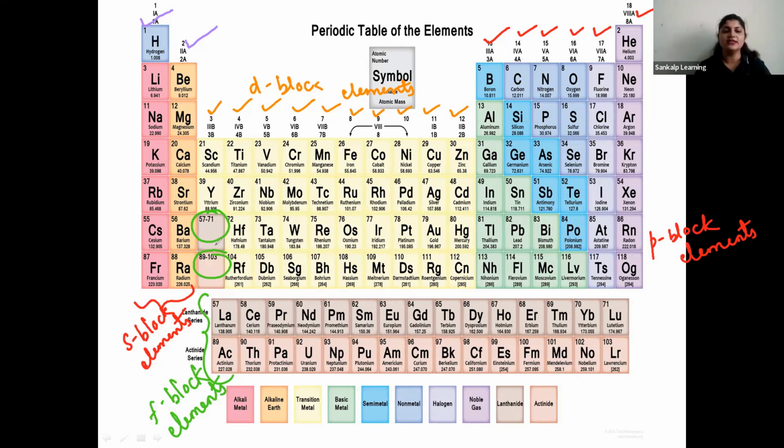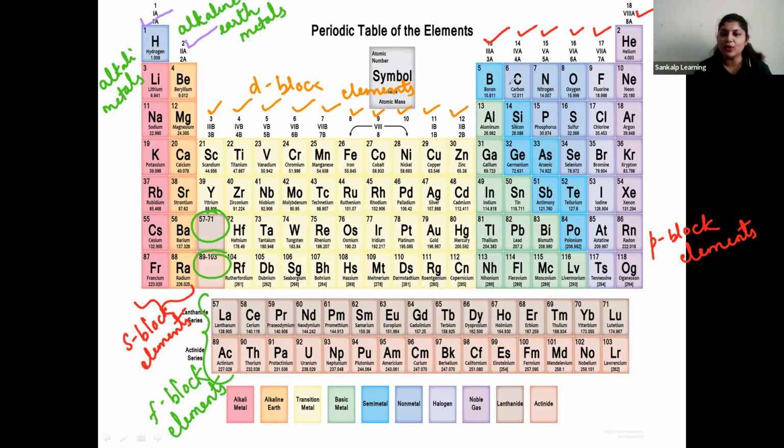Now the S block elements have two groups, group 1 and group 2. Group 1 consists of alkali metals, and group 2 consists of alkaline earth metals.